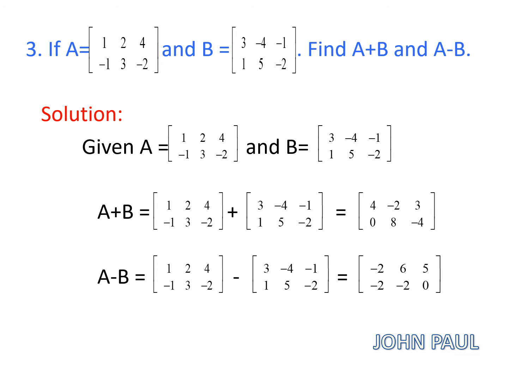A minus B equal to, substitute the matrices A and B. Now subtract the terms, first one with first. 1 minus 3, minus 2. 2 plus 4, 6. 4 plus 1, 5. 3 minus 1, 2? then minus 1 minus 1, minus 2. 3 minus 5, minus 2. Minus 2 minus of minus 2, plus 2, 0.